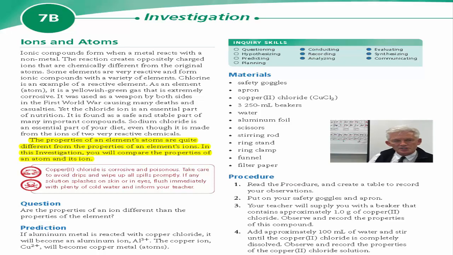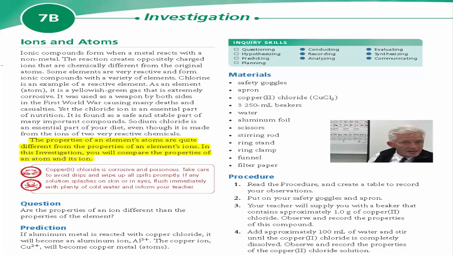So I'm going to read this to you. Ionic compounds form when a metal reacts with a nonmetal. The reaction creates oppositely charged ions that are chemically different from the original atoms. Some elements are very reactive and form ionic compounds with a variety of elements. Chlorine is an example of a very reactive element. As an element, an atom, it is a yellowish-green gas that is extremely corrosive, deadly. It was used as a weapon by both sides in the First World War, causing many deaths and casualties.